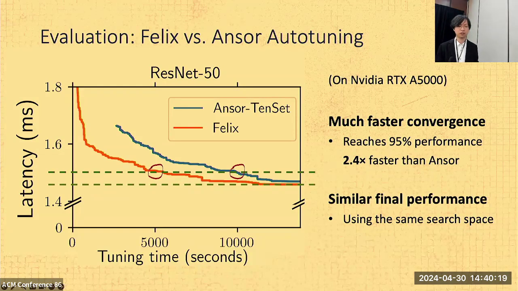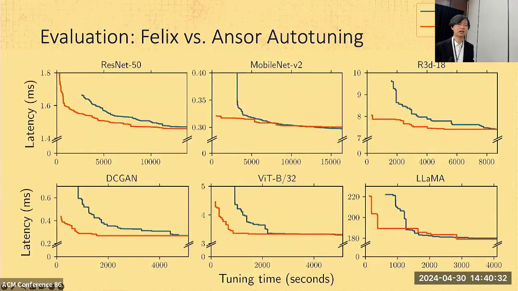And we reach similar final performance because both Felix and Ansor are based on TVM and set up to use the same size of search space. You can see the same trend persists on all the 6 networks we are evaluating on.